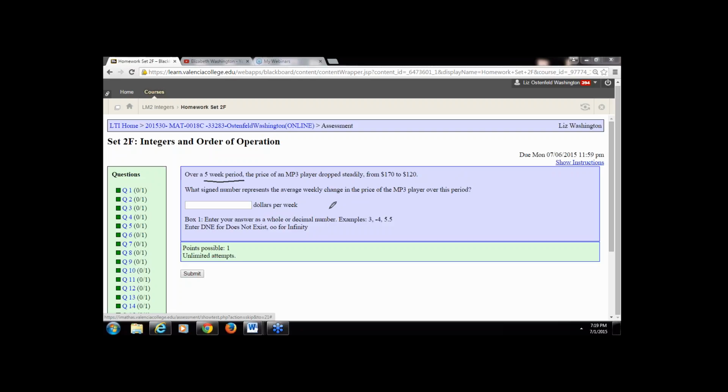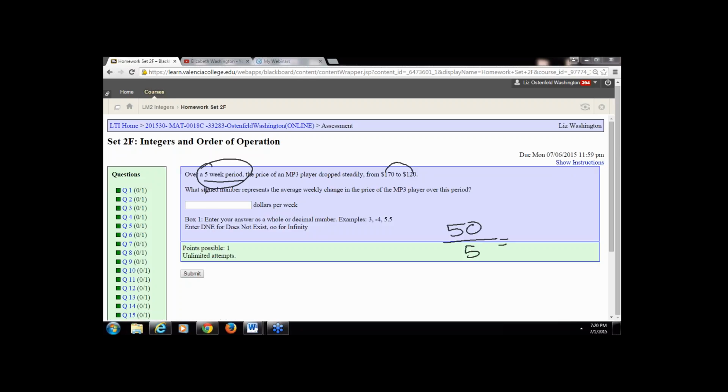Now, what I'm thinking is, what signed number? So 170 to 120 means it changed by how much money? How much money did it go down in total? 50 bucks. And how many weeks was it? 5. So if I want the average, I'm dividing 50 by 5, so it should be about negative $10, right? Because it didn't go up, it went down.